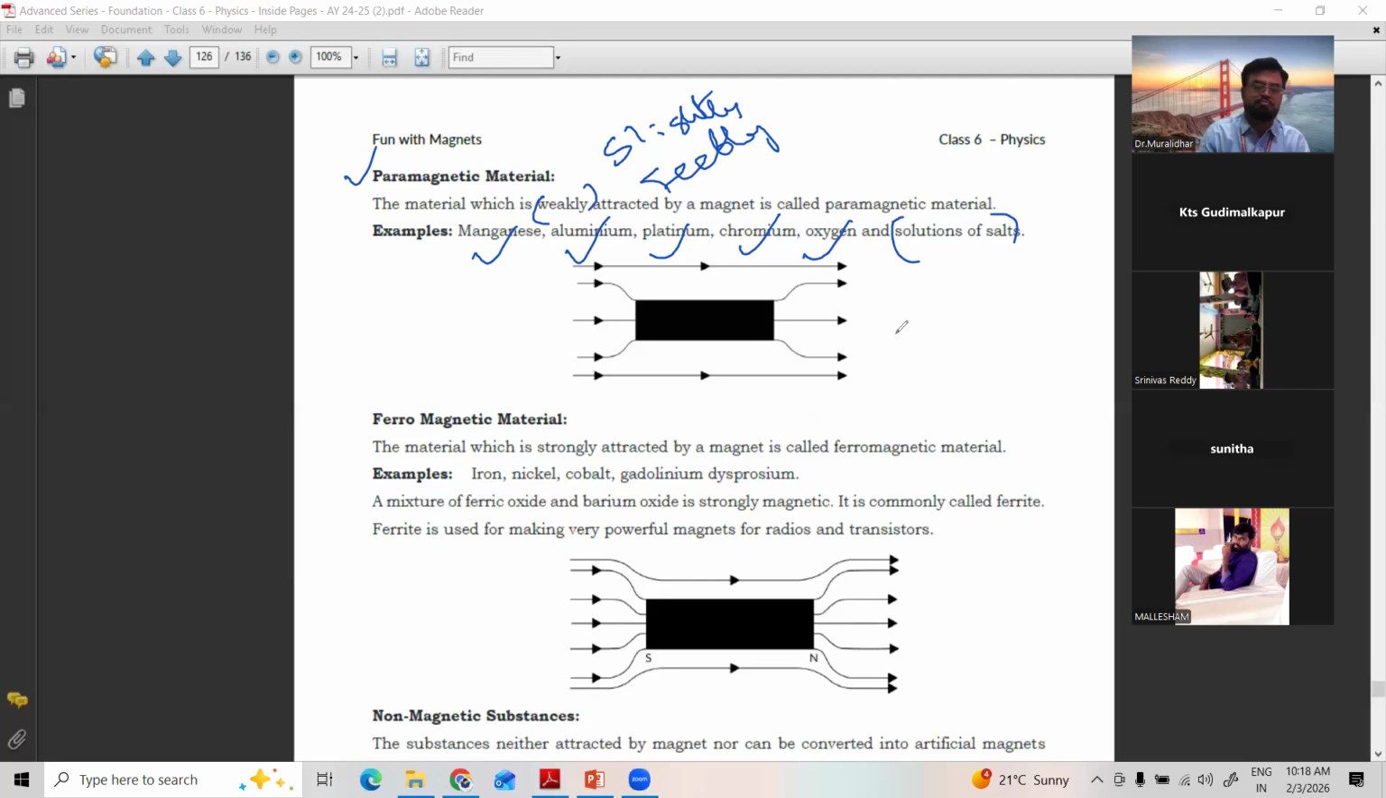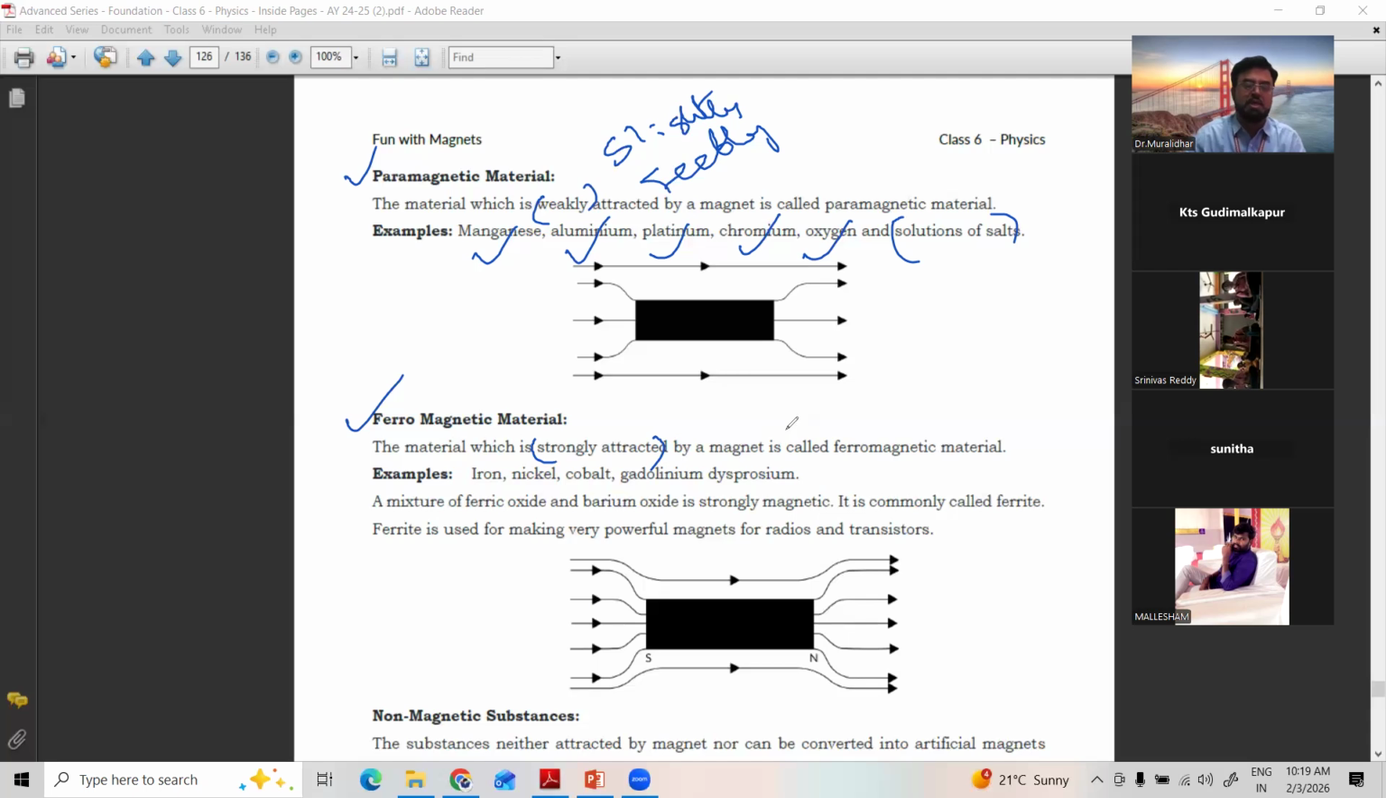Clear? Now, next one, ferromagnetic, very important for us. These are the very important materials. The materials which are strongly attracted by a magnet are called ferromagnetic materials. Right? They are strongly attracted. See examples: iron, nickel, cobalt, gadolinium, dysprosium, right? And even the alloys of those.